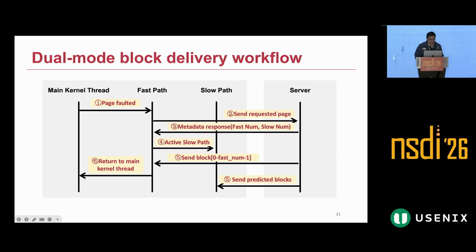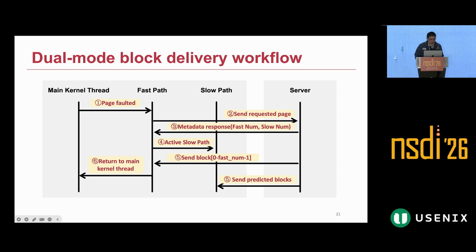Let me walk through this workflow step by step for the dual mode mechanism. First, when the application accesses a missing page, a page fault is triggered and enters the fast pass. Second, the fast pass sends a request to fetch the required block from the server. Third, the server responds with metadata indicating how many blocks should go to the fast pass and the slow pass.